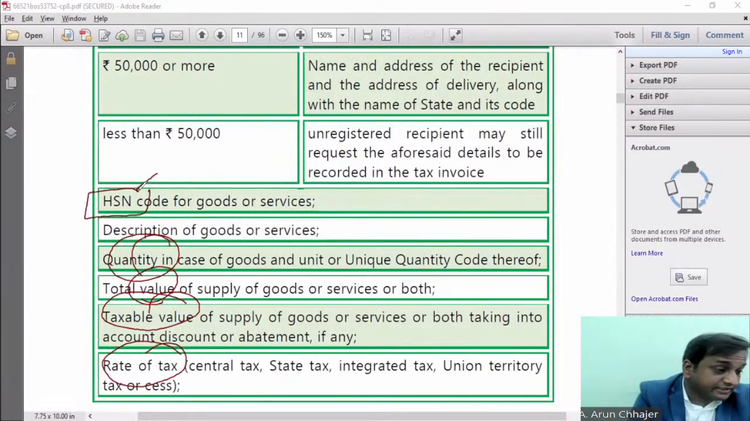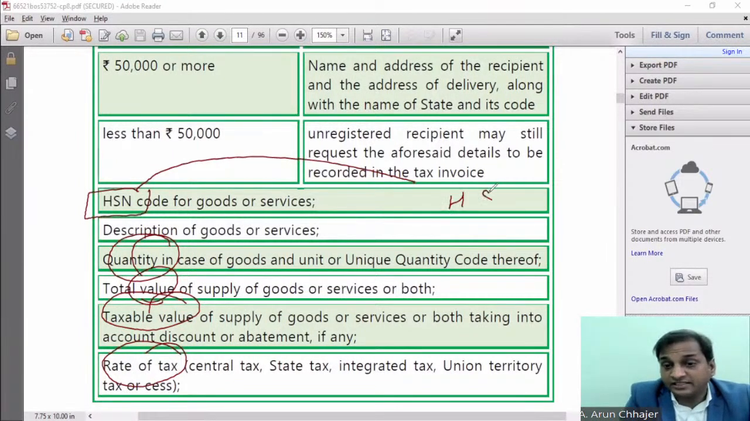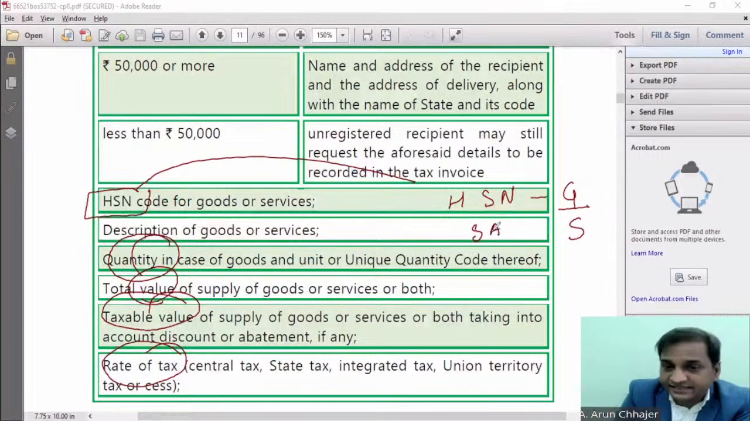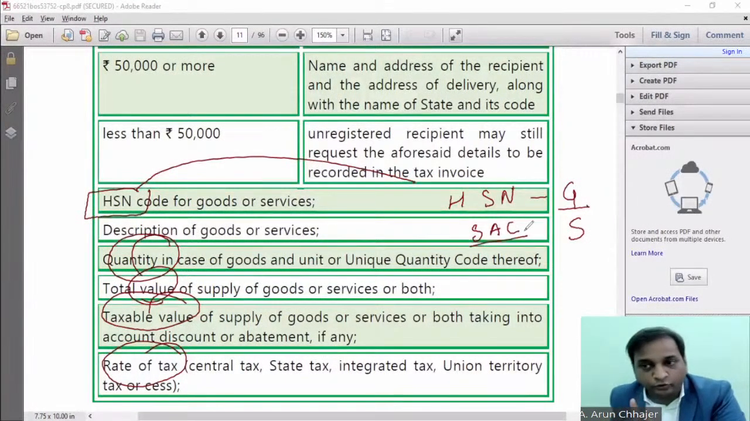HSN code. What is the meaning of the HSN code? Full name is Harmonized System of Nomenclature. Normally, it is being used for the goods. And when we talk about the coding system for services, then we are using the word SAC, Service Accounting Code.